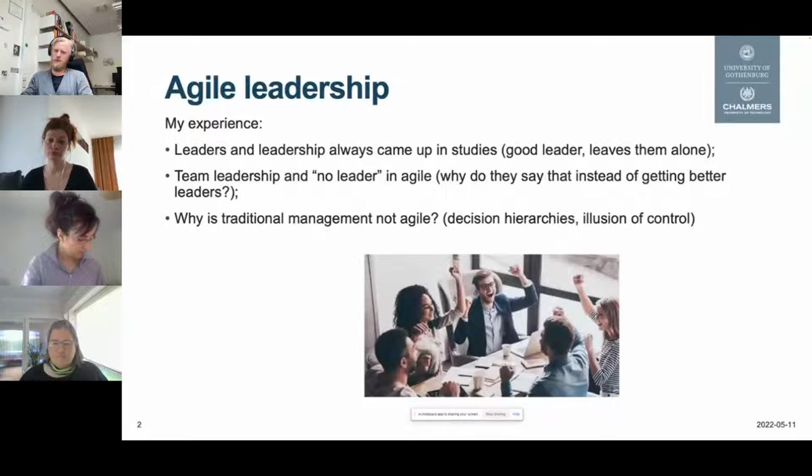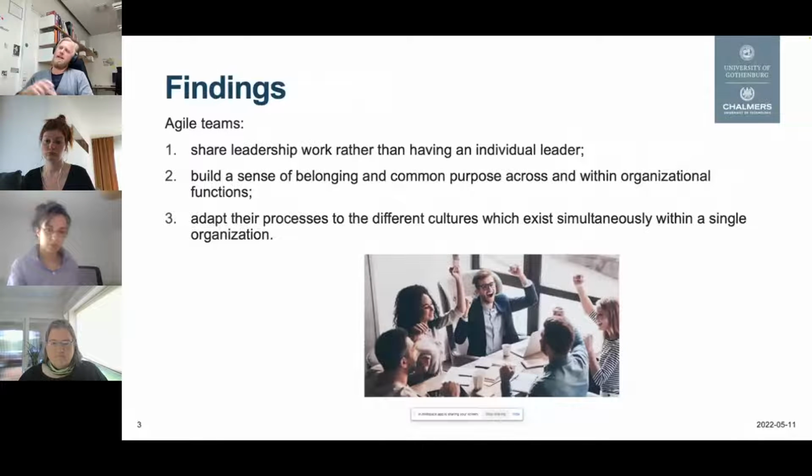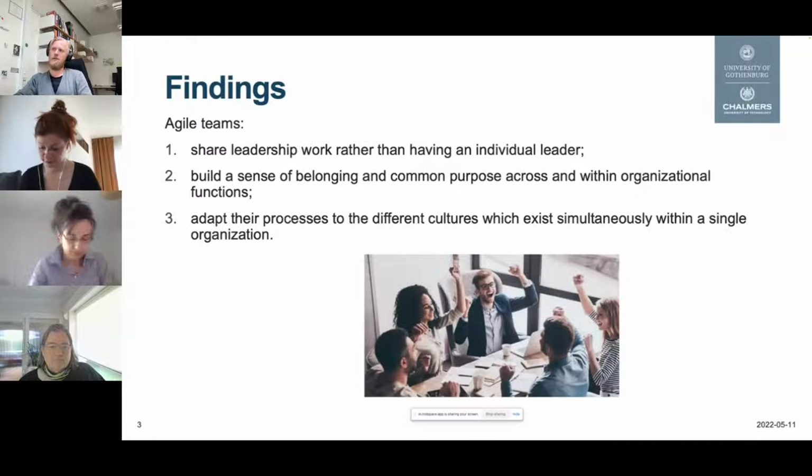When it comes to this paper, it's about effective leadership. It's not about good or bad leaders for a reason, but we find just 3 points. Okay, what is leadership in agile teams? Well, agile teams share leadership work rather than having an individual leader, and they build a sense of belonging and common purpose across and within organizational functions. And by functions here we mean like HR, finance, business, those types of organizational functions. And they adapt their processes to the different cultures that exist simultaneously within a single organization.